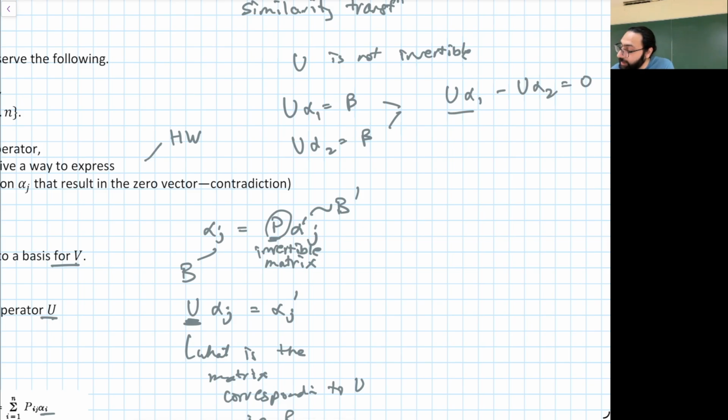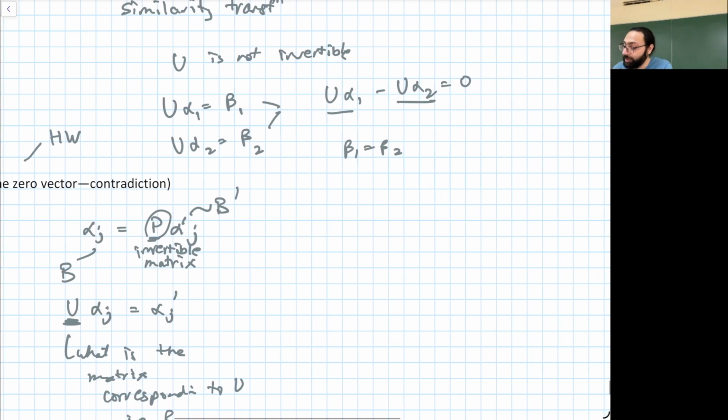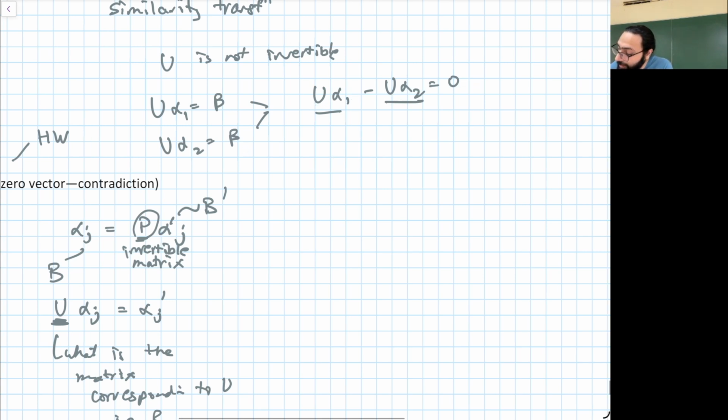And this is basically saying that, actually it's even more clear, so let's call this beta 1 and beta 2, right? So beta 1 would have to be equal to beta 2 in some sense. I'm not making the argument very clearly. Here the point is that this was supposed to be mapped to a basis. So it was supposed to be mapped to beta 1, this was supposed to be mapped to beta 2, and two basis elements cannot be identical, otherwise they're linearly dependent.